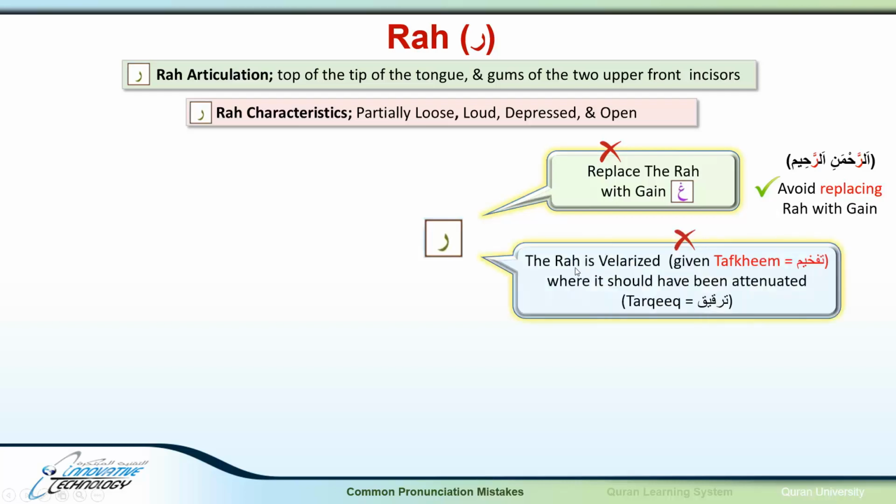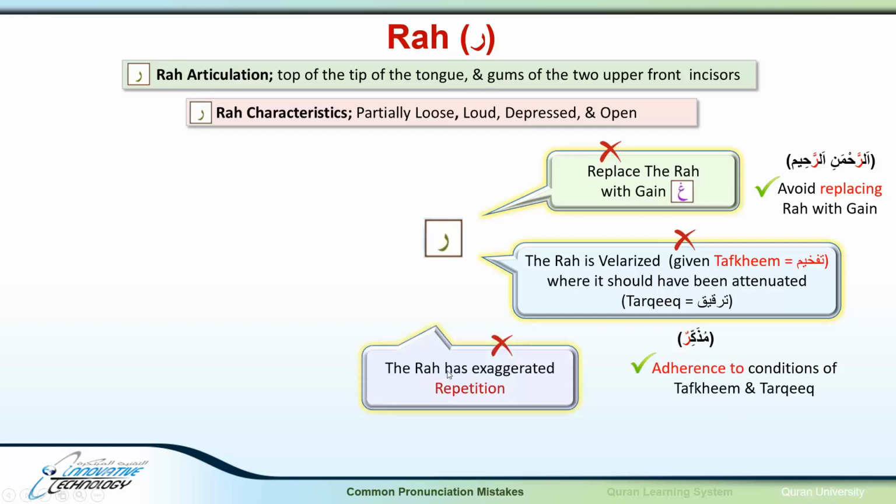Second mistake is velarizing the ra, giving it tafkhim, where it should have been attenuated and given tarqiq. An example of that is mudhakkir. Tafkhim, velarized, while the right way of pronouncing it is like this. Mudhakkir. So we don't give tafkhim. We have to adhere to the conditions of tafkhim and tarqiq and not to velarize the ra in this case.